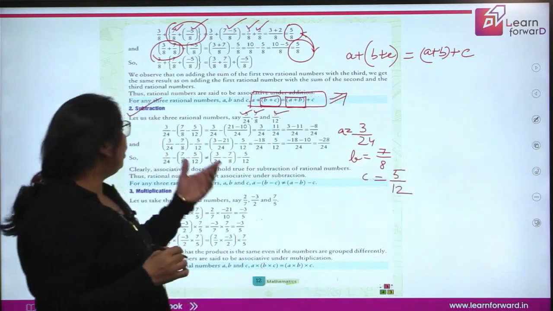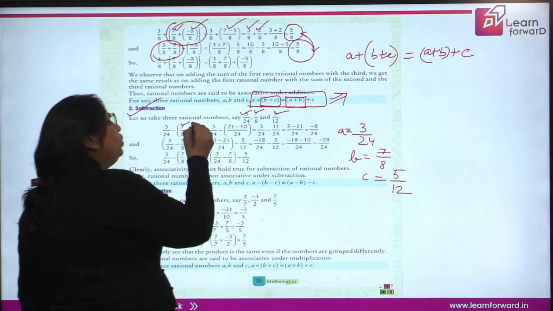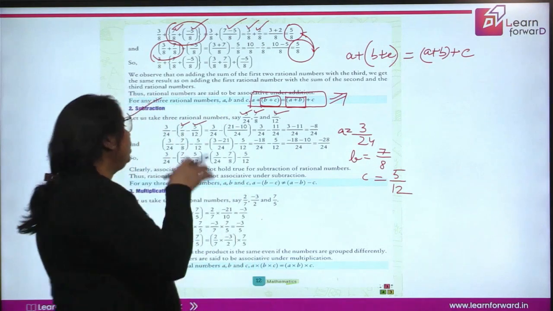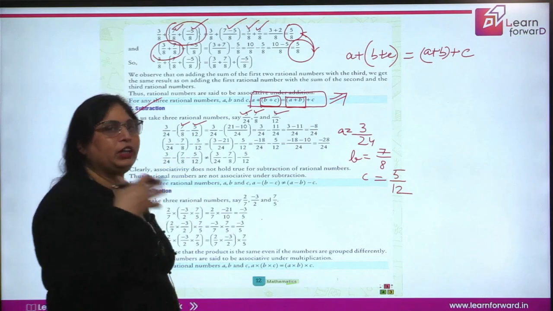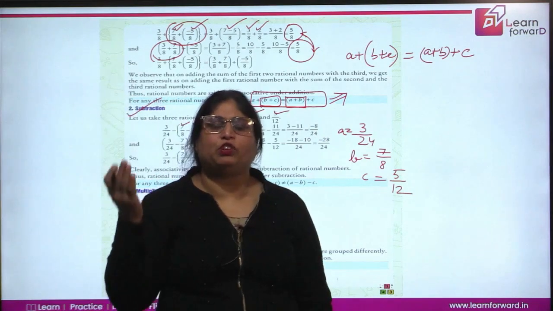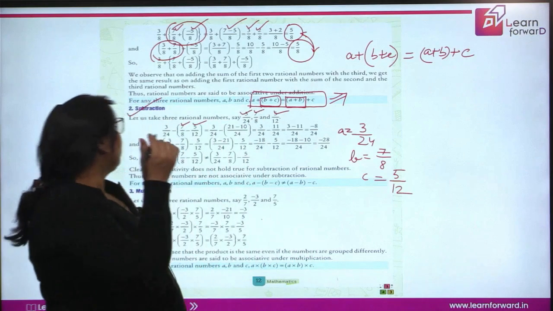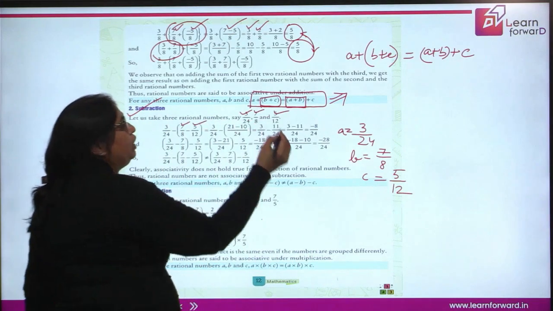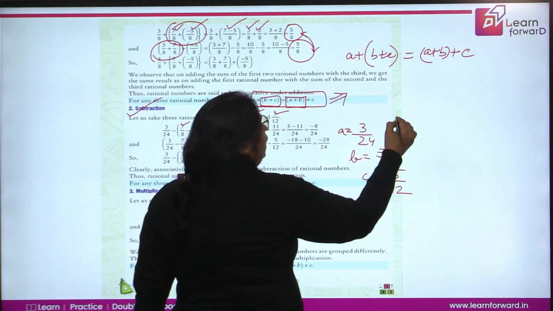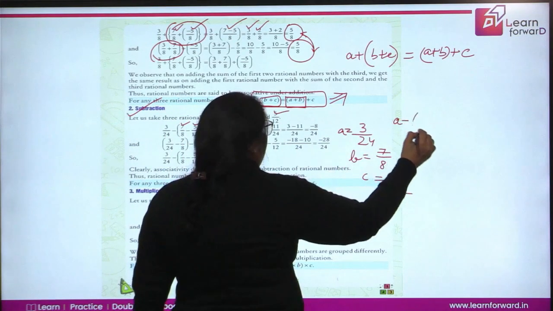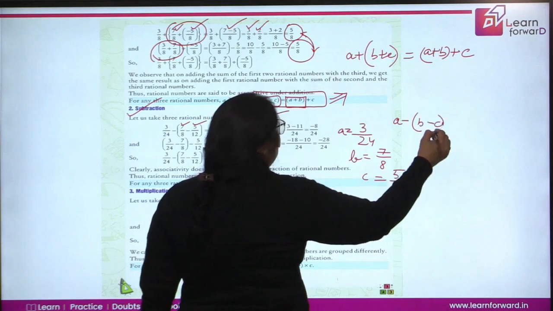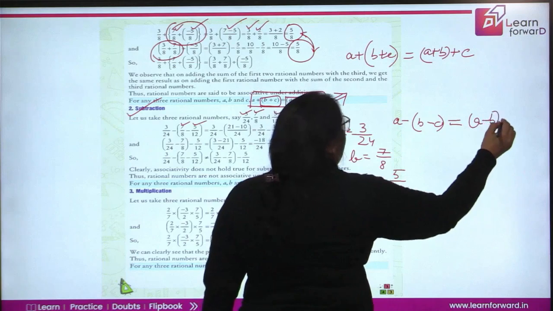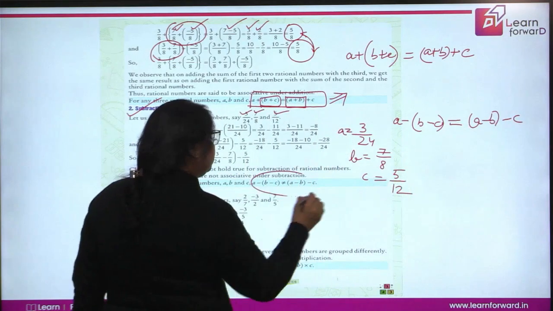Now, what we have to do, again, we have to take 2 rational numbers within the brackets and 1 rational number, then calculate it after calculating the bracket. At the bottom stage, we have to solve the bracket first of all. 3 upon 24 minus, because we are subtracting here. So, A minus (B minus C) is not the same as (A minus B) minus C. We have to check this.